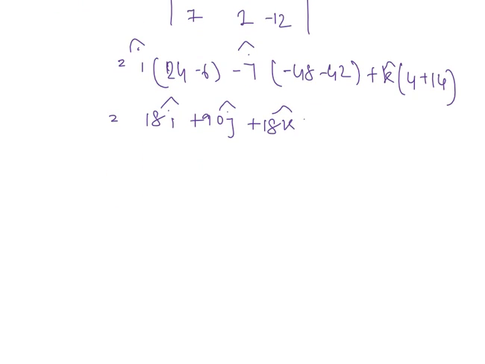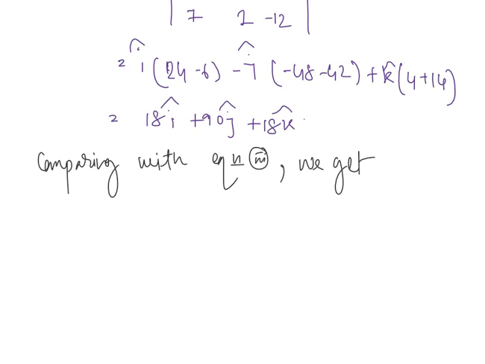Now compare it with equation 3. Comparing with equation 3, we get alpha is equal to 18, beta is equal to 90, and gamma is equal to 18.